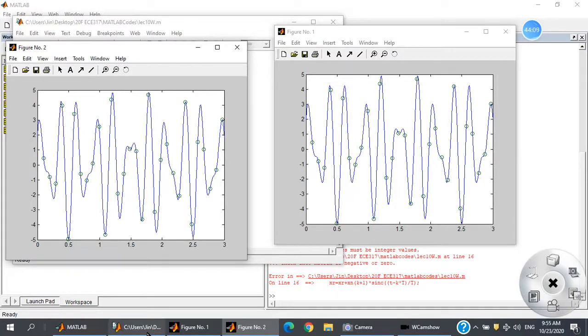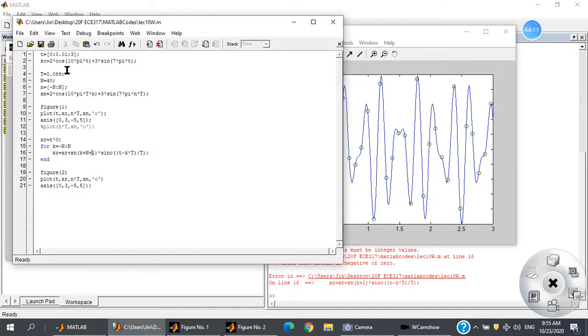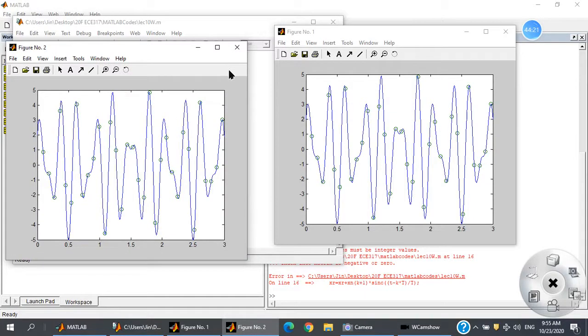This is 0.99. If I just use 0.9, so not so close to the Nyquist step. Okay, so this time it looks good, right? This time it looks good. It's better, right? It's better.